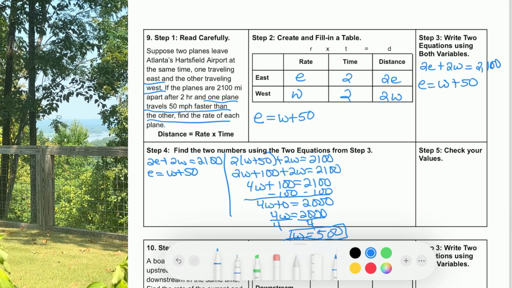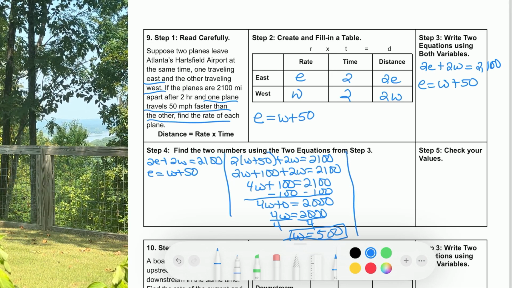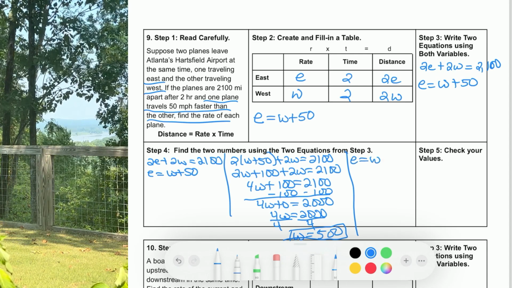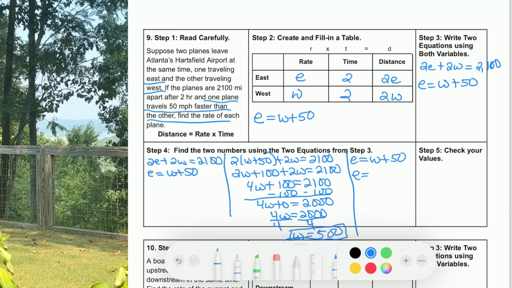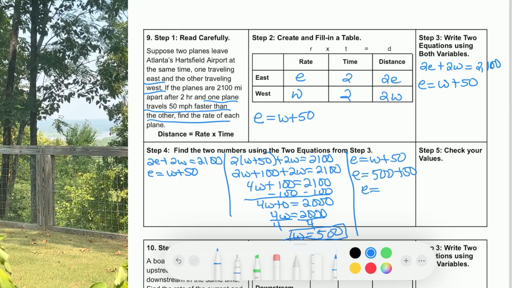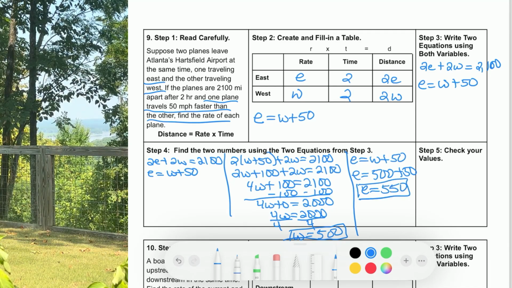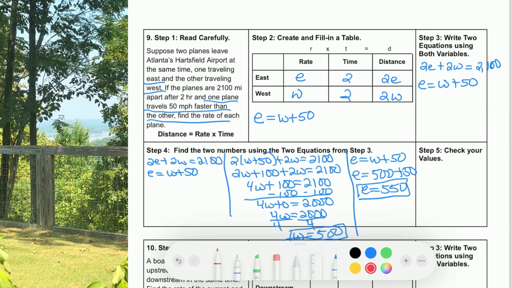So now let's look at solving for the other one, for E. So I'm going to take E equals W plus 50, plug in my W value, and I get 500 plus 50. So the E plane was going 550 miles per hour. That was its rate. But let's check it just to make sure.